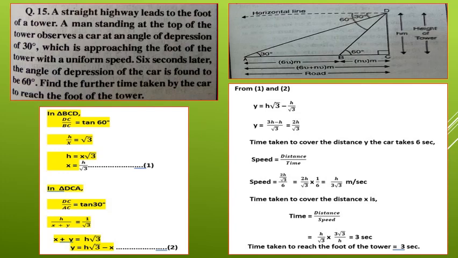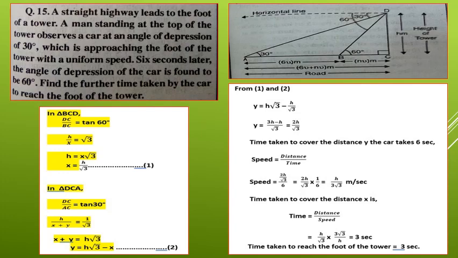Since XD is parallel to AC, XDA and CAD are alternate interior angles. Similarly, XDB and CBD are alternate interior angles. Let the distance from A to B be Y and BC be X. The height of the tower CD is not given. Let it be H meter.